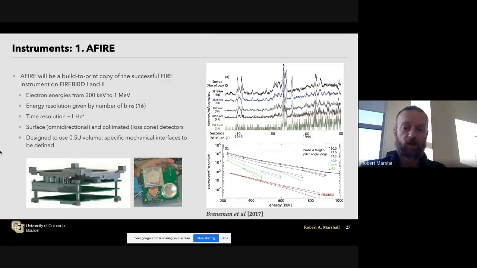On Firebird, they only used 6 energy bins, so they didn't have great resolution. That was largely due to a data downlinking limitation. And we'll record at a time resolution of about 1 hertz.